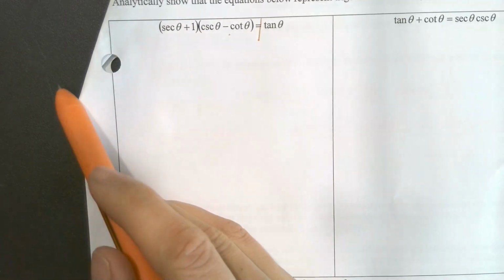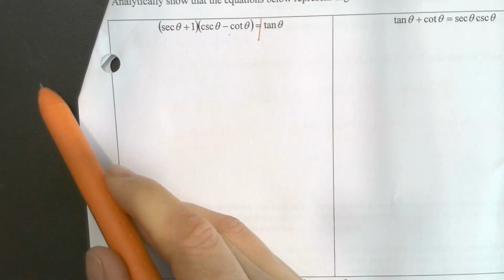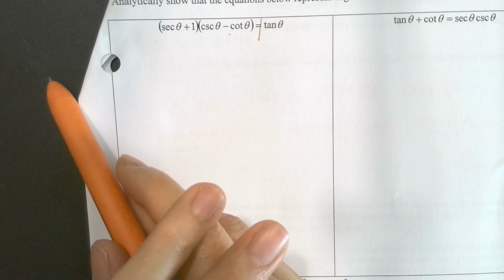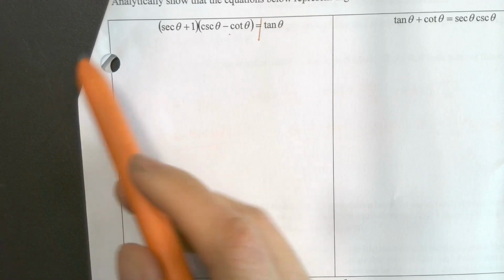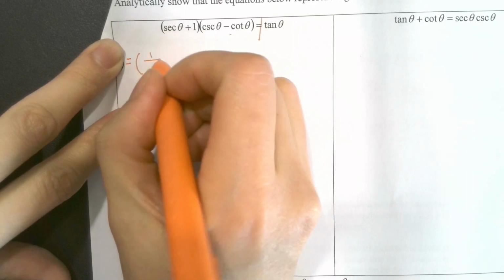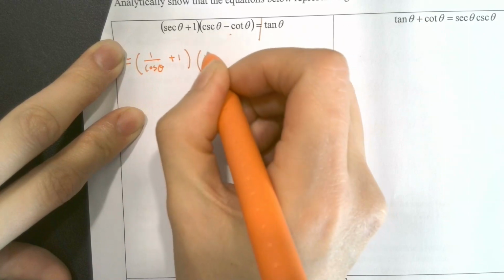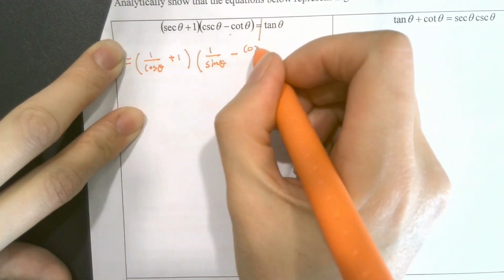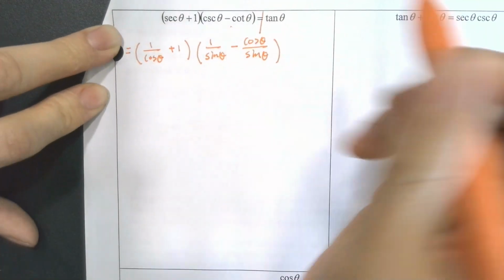What are those trig identities? Sine squared plus cosine squared equals 1. 1 plus tangent squared equals secant squared. 1 plus cotangent squared equals cosecant squared. If you cannot use a trig identity, rewrite everything in terms of sine and cosine and work from there. So let's go. Secant theta is 1 over cosine theta, plus 1, times cosecant theta is 1 over sine theta, minus cotangent theta is cosine theta over sine theta. So I'm just rewriting it.